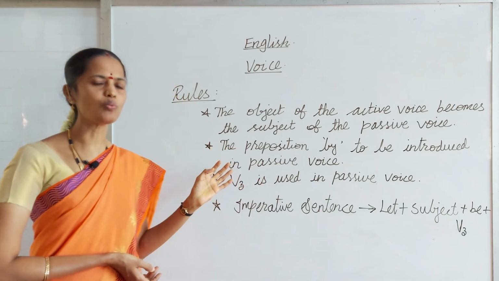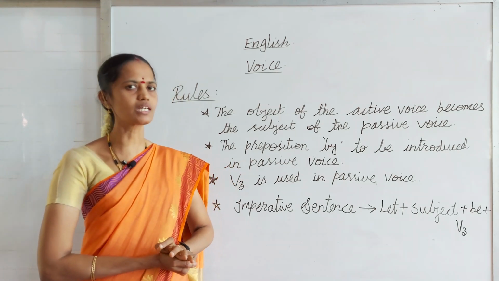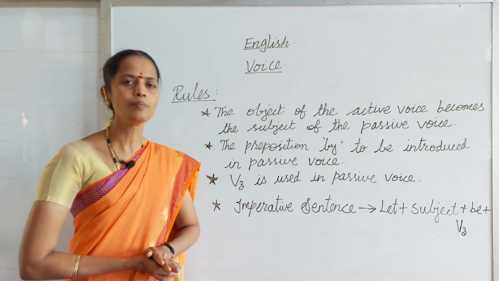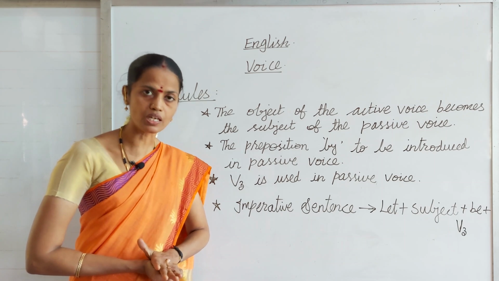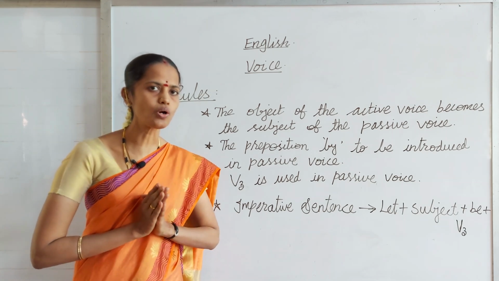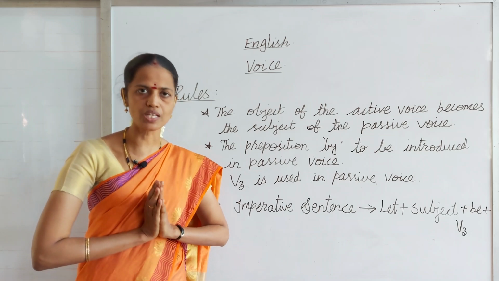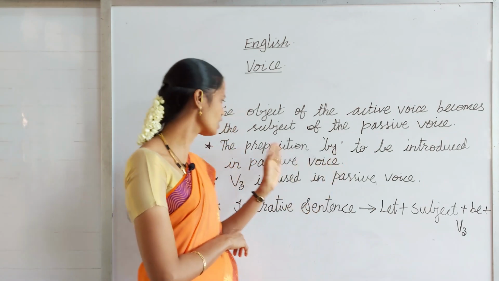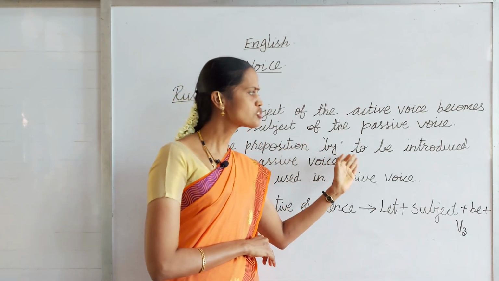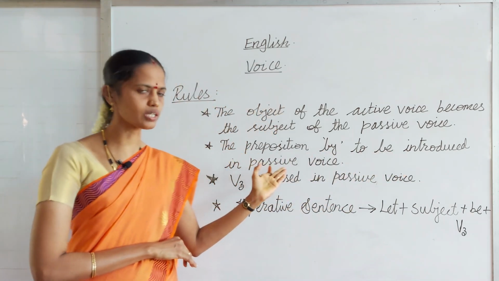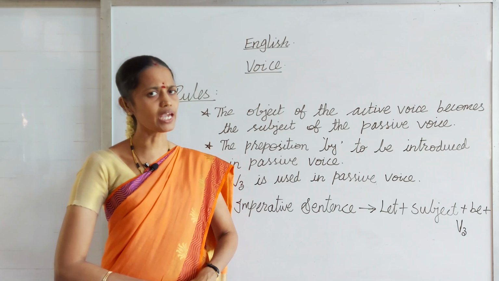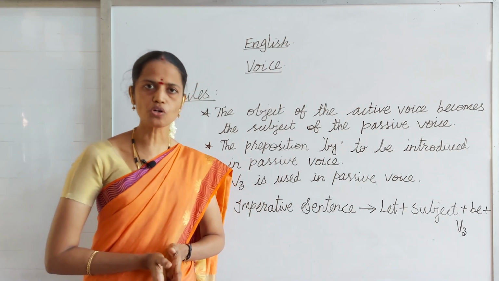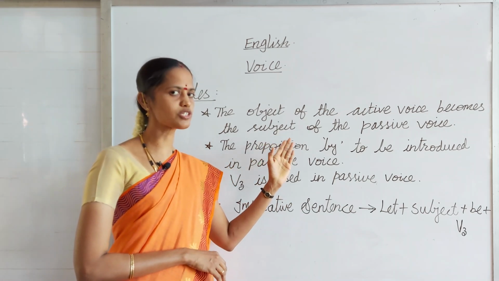Then the second one: while changing active voice into passive voice, we have to introduce the preposition by before the object in passive voice. So the preposition by is to be introduced in passive voice. Where do we introduce that by? Before that object, in passive voice, we have to introduce the preposition by.